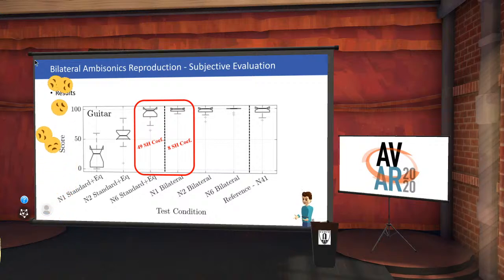I see, I see what you mean. You mean directly measuring the binaural signals using a dummy head. Yeah, so this is a good question.